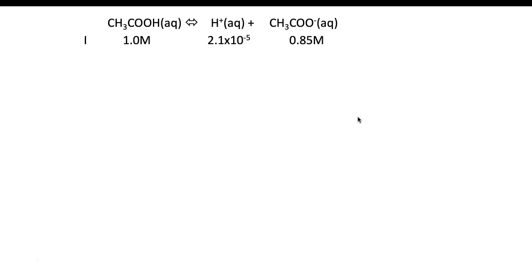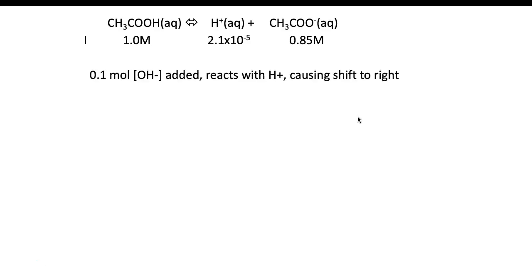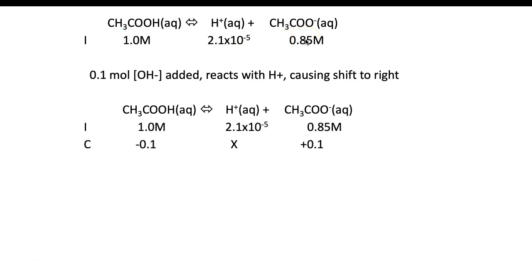Now, what about when I add my 0.1 moles of hydroxide? When you add the 0.1 moles of hydroxide, it's going to react with the hydrogen ions, causing a shift to the right to replace them. I don't know what this will become. That's what I have to find out. Now this one will go down, this one will go up. That I do know, and they'll go up and down by the amount that I added. So what is it at equilibrium?